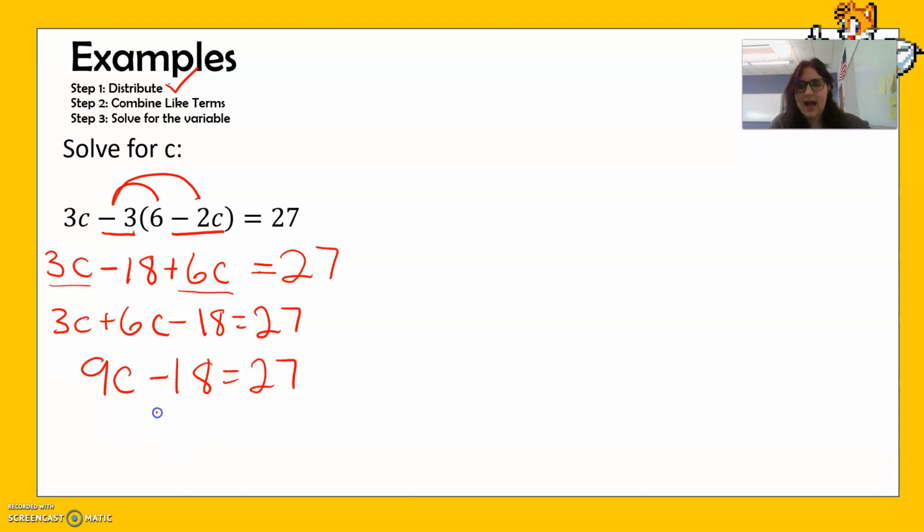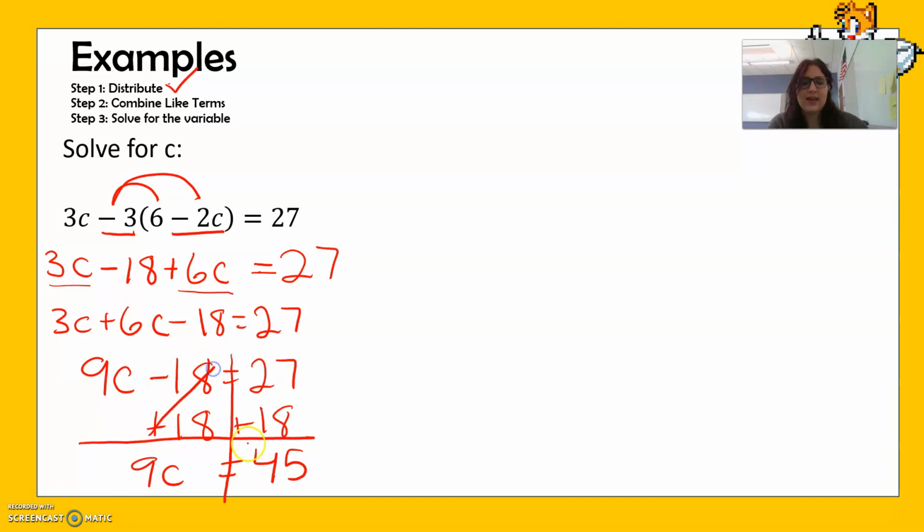So I can add 18 to both sides. Draw my line, keep myself organized. And I end up with 9c equals 45. 27 plus 18 is 45. -18 and positive 18 cancel out. Now I did my combine like terms. So next we solve for the variable.